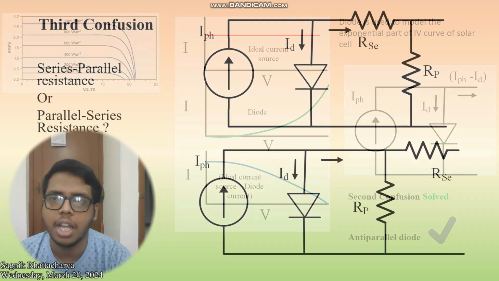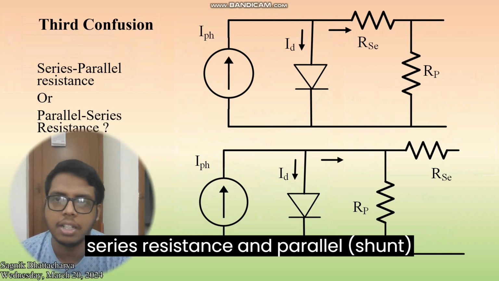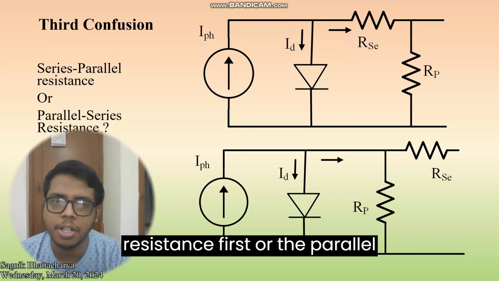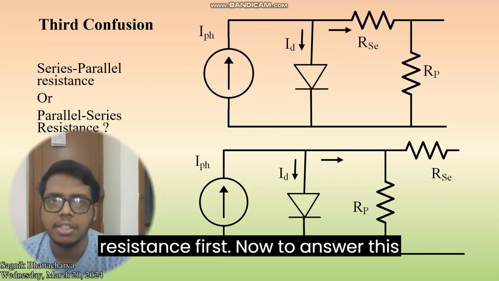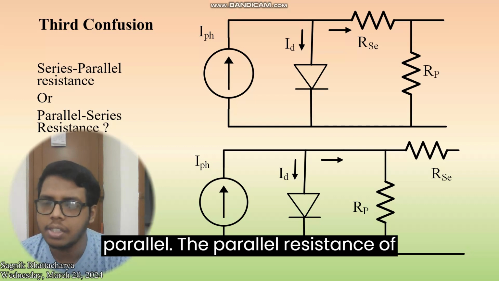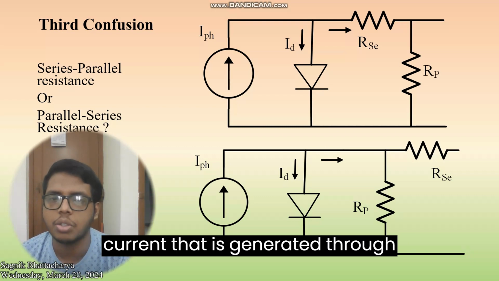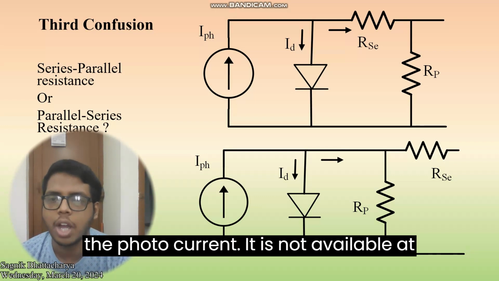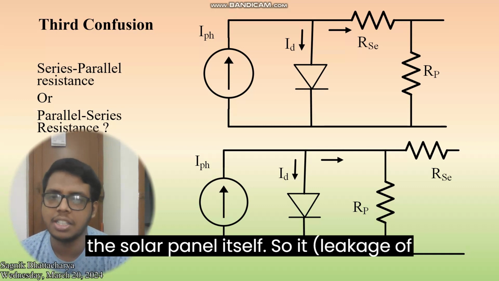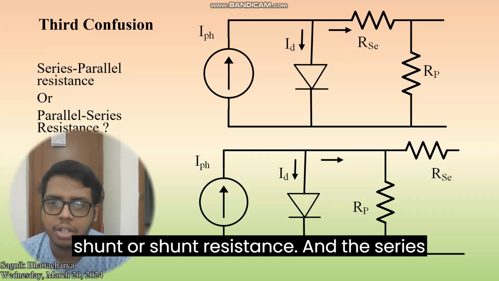And the third confusion that may happen after that is that we are using two resistances, one series resistance and one parallel resistance. Now many people get confused whether we should have the series resistance first or the parallel resistance first. To answer this question, we need to know what is series and why something is parallel. The parallel resistance or shunt resistance is used to model the leakage current, because all of the current that is generated through the photocurrent is not available at the end. Some leakage is there through the solar panel itself. So it is an internal property. That is why we use this RP, that is R shunt or shunt resistance.